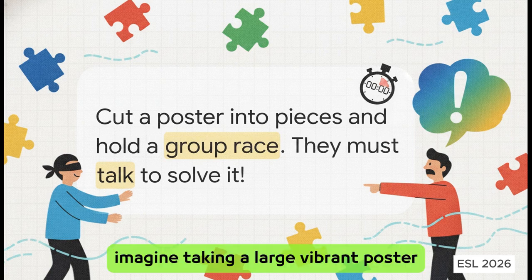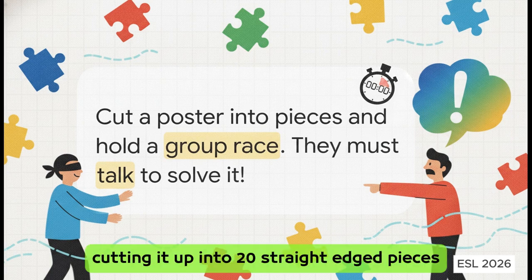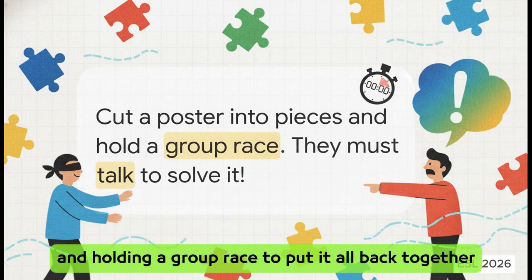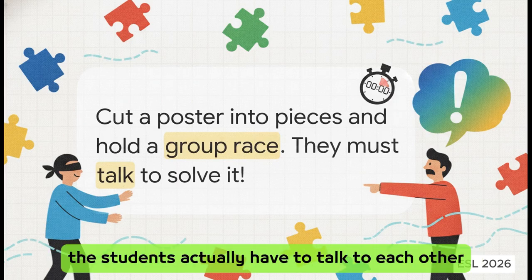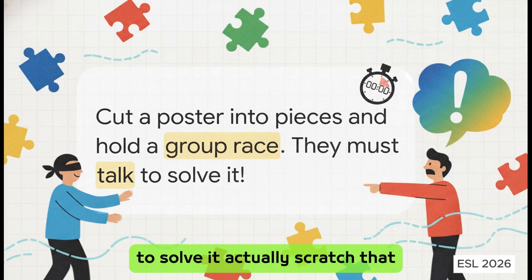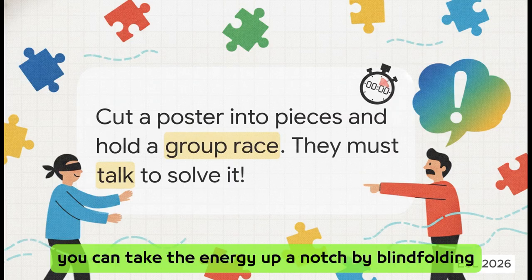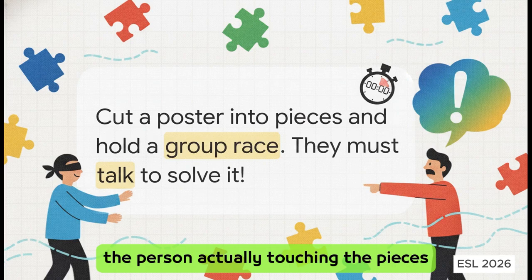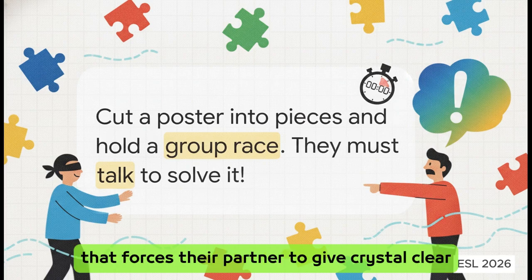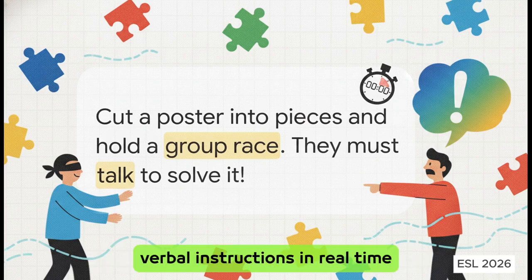Imagine taking a large, vibrant poster, cutting it up into 20 straight-edged pieces, and holding a group race to put it all back together. The catch? The students actually have to talk to each other to solve it. Actually, scratch that. You can make it even better. You can take the energy up a notch by blindfolding the person actually touching the pieces. That forces their partner to give crystal clear verbal instructions in real time.